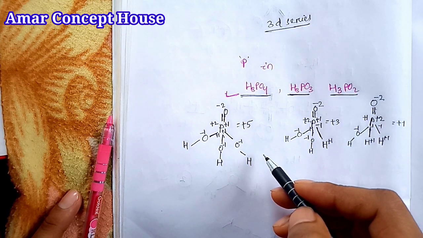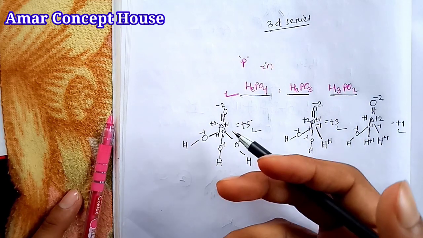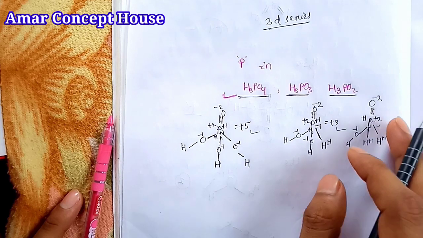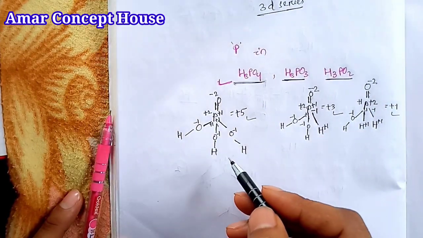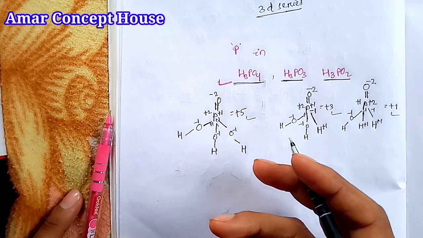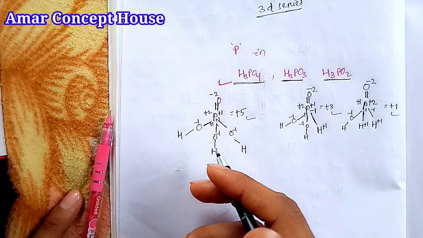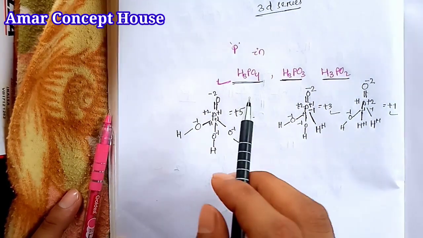So here it is +5, here it is +3, and in hypophosphorus acid it is +1. Also phosphorus shows variable oxidation state in different compounds. Clear? So in this video we have seen how to calculate the oxidation state or oxidation number in a compound structurally. Thank you.